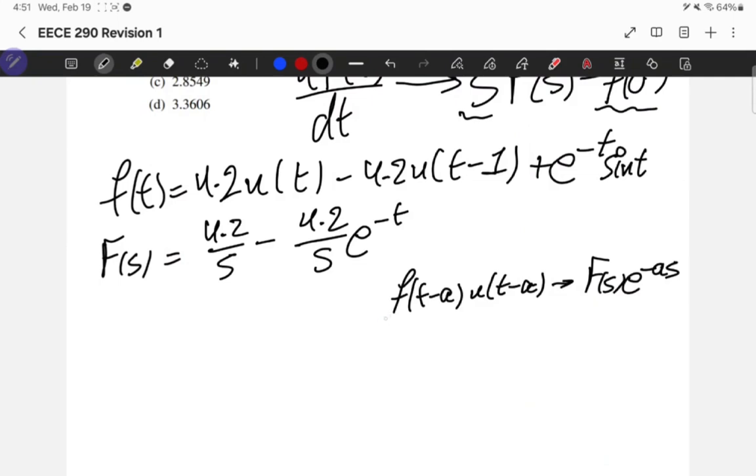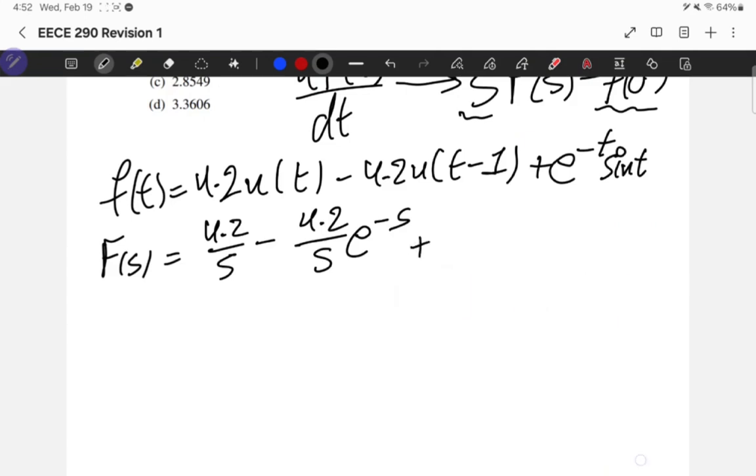So, in this case, f of t minus a is 4.2. It's a constant. I don't have a t. U of t minus a is u of t minus 1 in my case. So the exponential in here will be minus 1s, so minus s here. And I do the transform as if it's not shifted. So it's like I'm doing the Laplace transform of u of t, but it's then u of t minus 1, so I introduce an exponential. It's one of the forms inside the formula sheet, inside the table. So this is the Laplace transform of that.